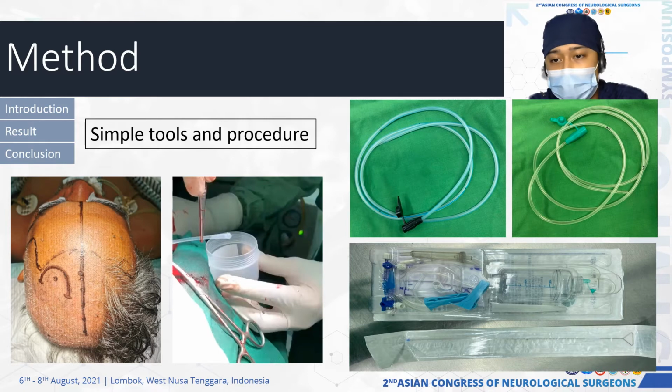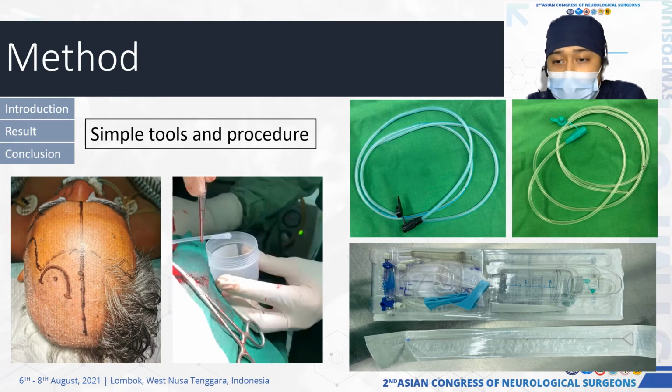So we use Kocher's point as the place of insertion of the ICP monitor and put it in the frontal horn of the lateral ventricle, and usually we use the nasogastric tube, as we can see here. So it's very simple that we can do it everywhere. Nasogastric tube with a number like number 10 or perhaps number 8, depending on the condition of the patient and the availability of the NG tube itself.